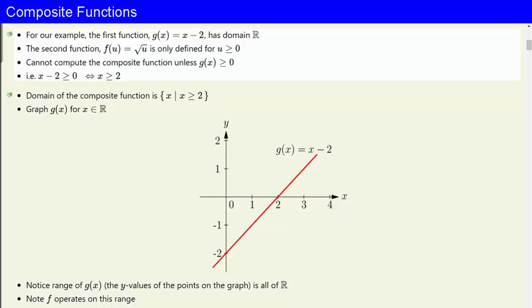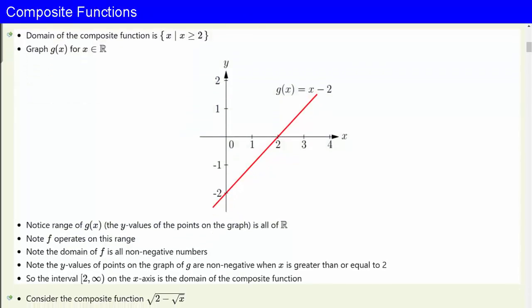It's defined for all real numbers. However, the second function, f of u equals square root u, is only defined if u is non-negative. So we cannot compute the composite function unless g of x is greater than or equal to 0, i.e. x is greater than or equal to 2. Thus, the domain of the composite function is the set of all x to the right of and including 2, or if you like, the interval 2 to infinity.